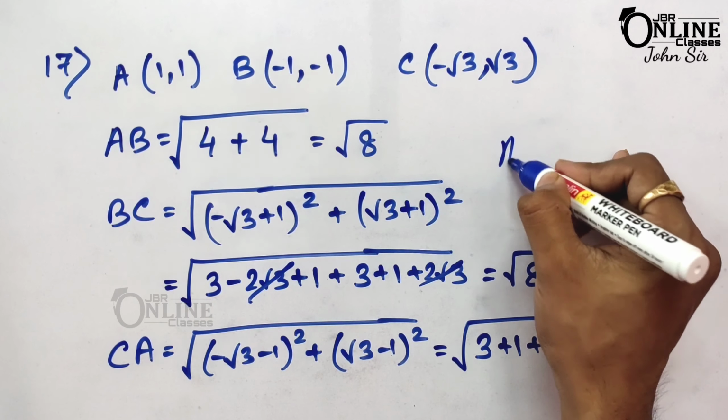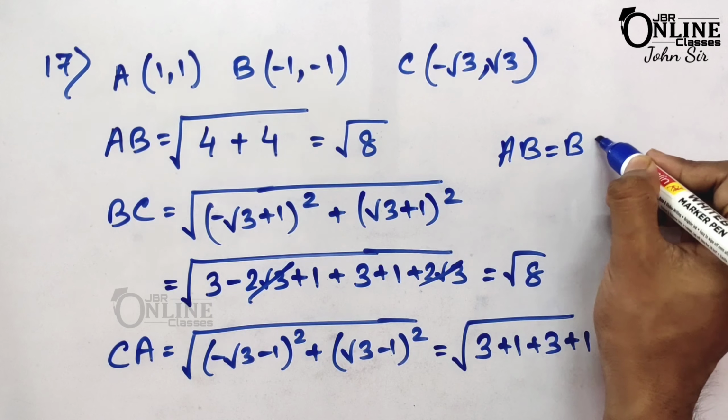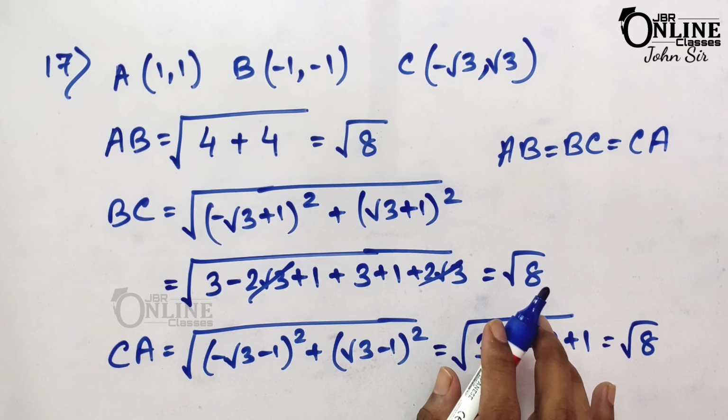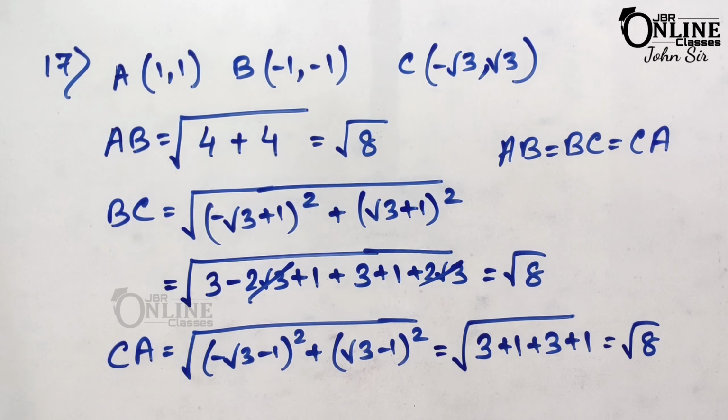So from that one you can say here AB equal to BC equal to CA. So it's an equilateral triangle and it's proved.